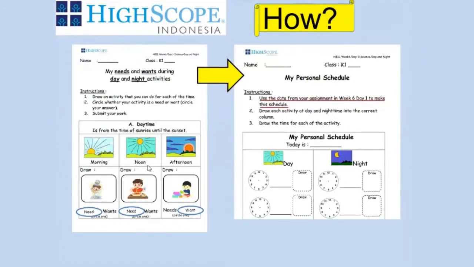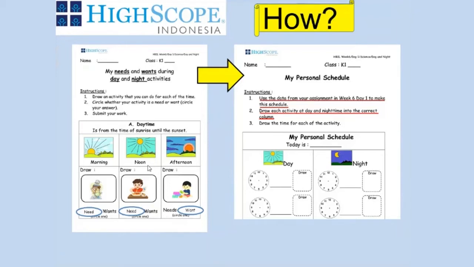Instruction number 1. Use the data from your assignment in week 6, day 1 to make this schedule. So that means you have to prepare the assignment needed, right? Which is the worksheet on the left. Number 2. Draw each activity at day and night time into the correct column. So look at your work in week 6, day 1. You look at what you have drawn in there.